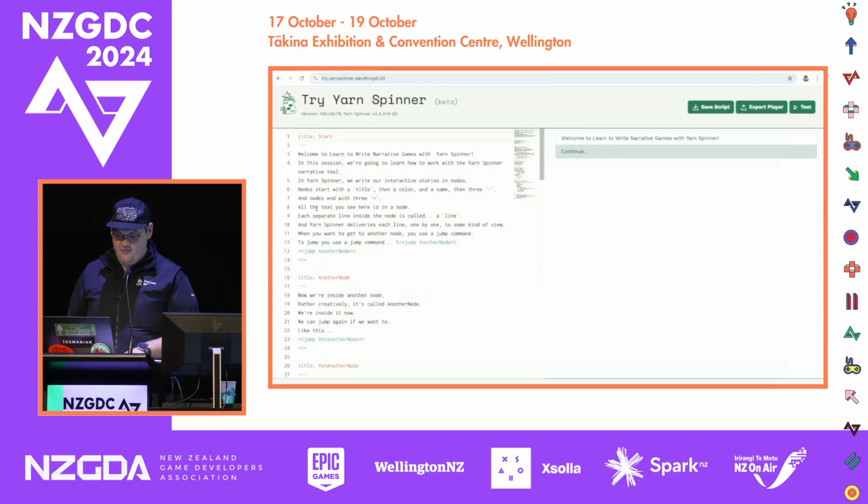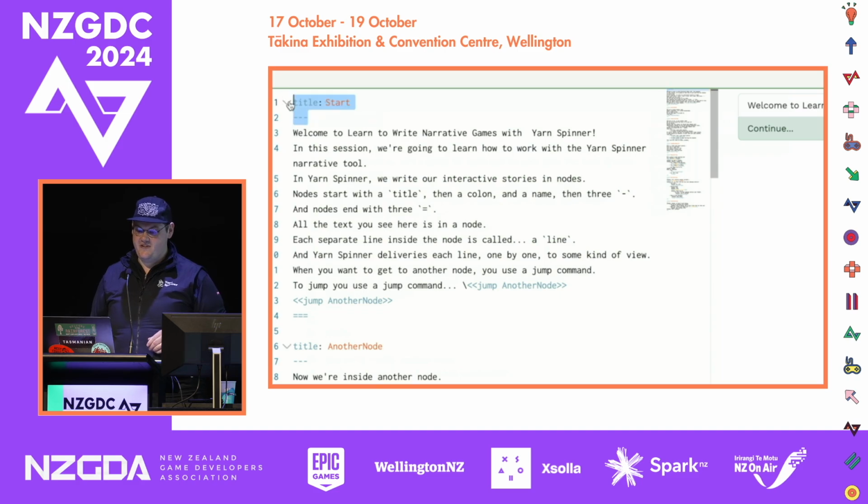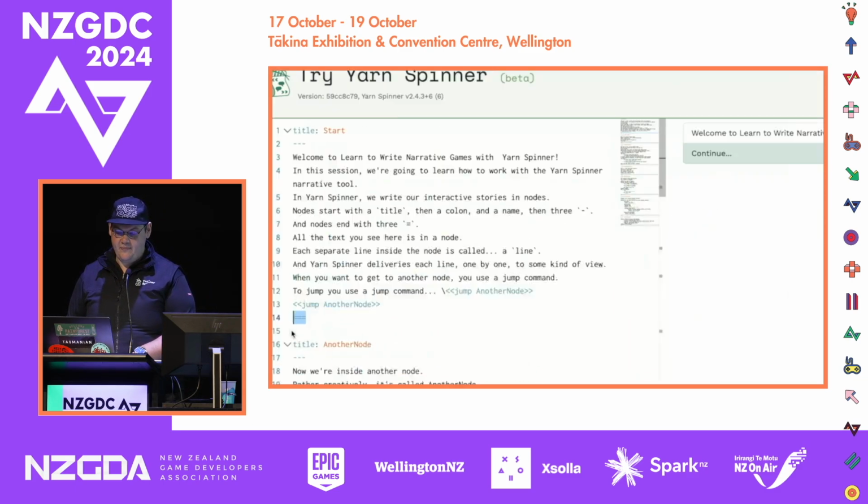So this is YarnScript. You can see it on the left here. Yarn is broken up into nodes. This is a node called start. It starts with three dashes. And then there's a bunch of text inside. I'll get to that in a second. And a node ends with the three equal signs down here.